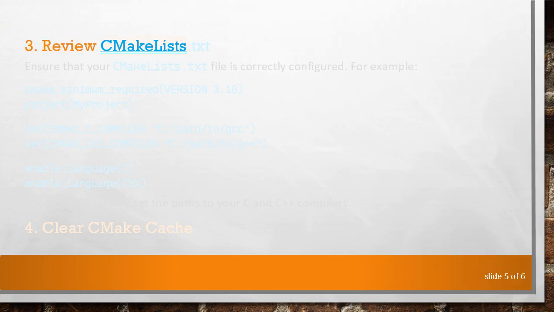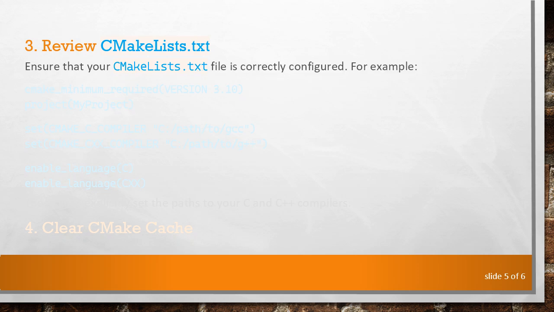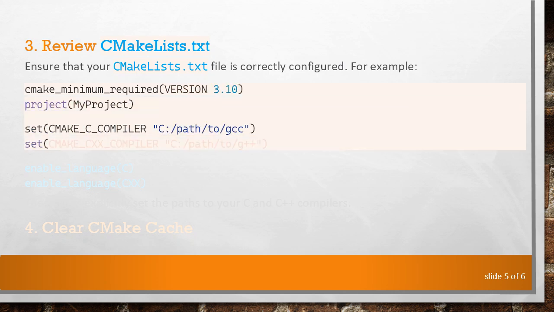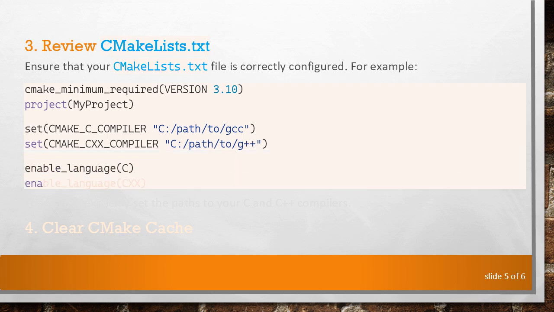3. Review CMakeLists.txt. Ensure that your CMakeLists.txt file is correctly configured. For example, these lines explicitly set the paths to your C and C++ compilers.